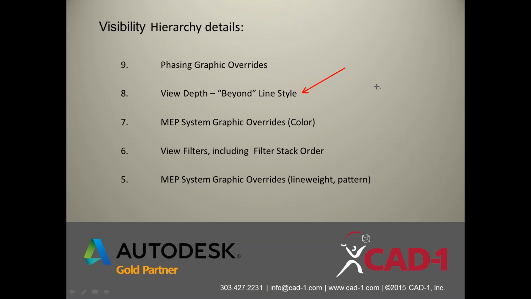So any questions so far? We've gone through 12, 11, 10, and 9. We've looked at the phasing overrides. Let's say you have phasing and there's pipes going through the floor, or something right below the floor, or foundations or footings or structural beams below. And they're in the floor, so maybe you're using a beyond line style. I'll show you where that's at in a moment.